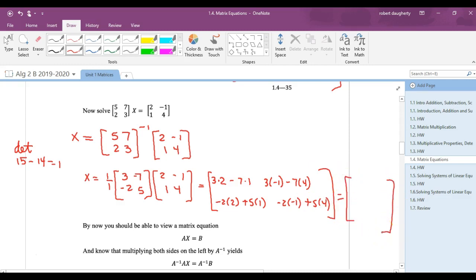This is 6 minus 7, which is negative 1. This is negative 3 minus 28, which is negative 31. This is negative 4 plus 5, which is 1. This is 2 plus 20, which is 22. Okay? And there's our answer.